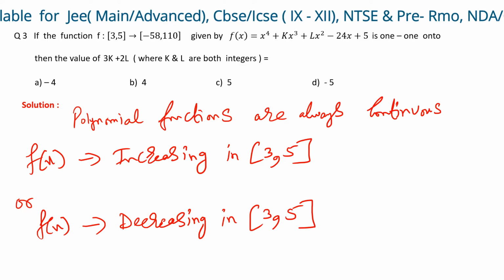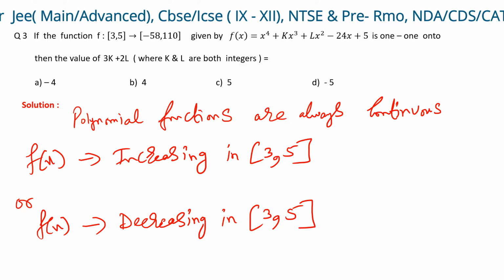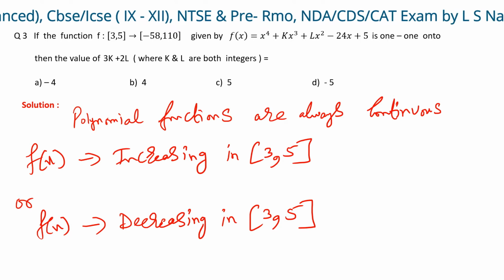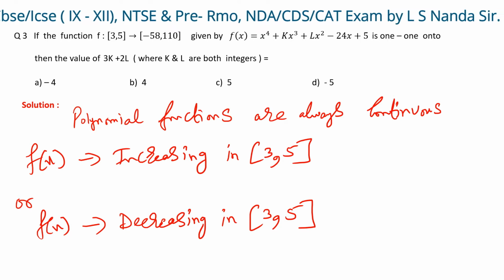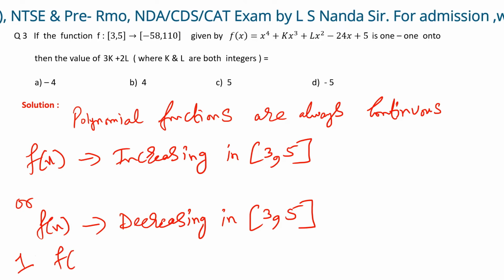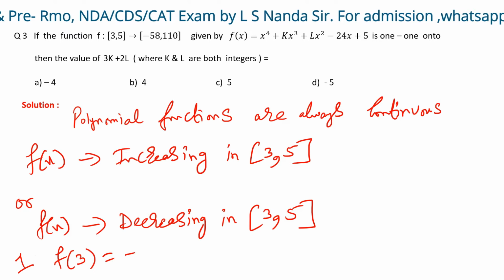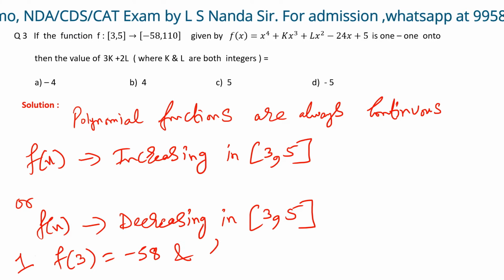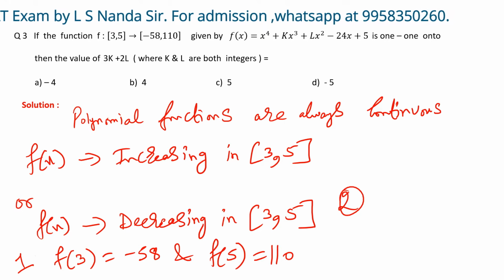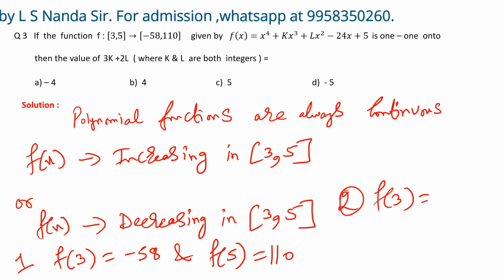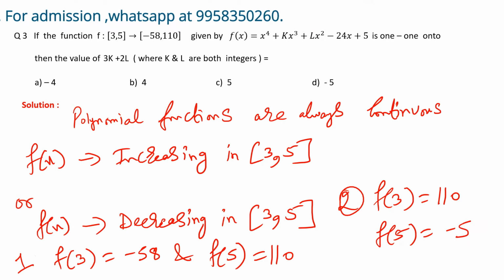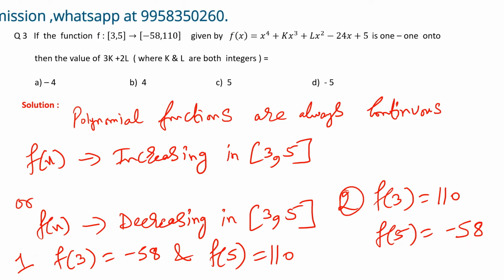Right? That means the function is not going to have dual behavior. Either it will be consistently increasing or it will be consistently decreasing. Now let's consider the first case. If the function is increasing, then f(3) will be equal to −58 and f(5) will be equal to 110. And in the second case, f(3) will be equal to 110 and f(5) will be equal to −58. Right? Now we move further.